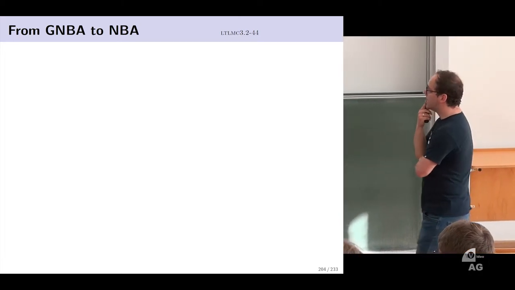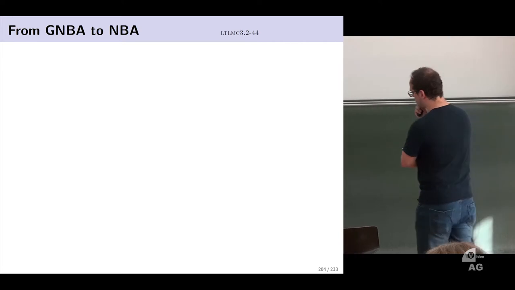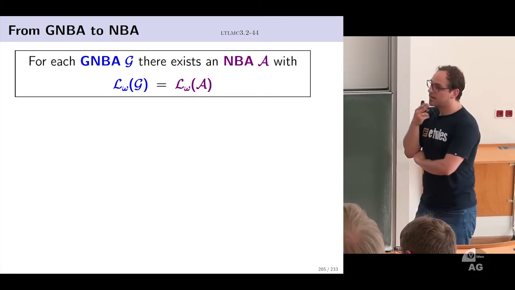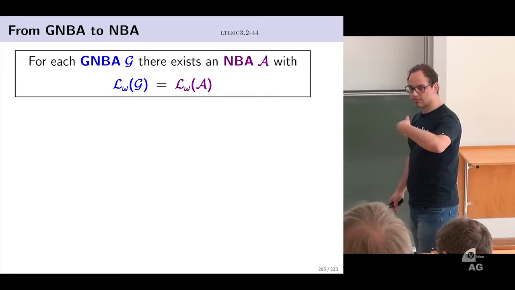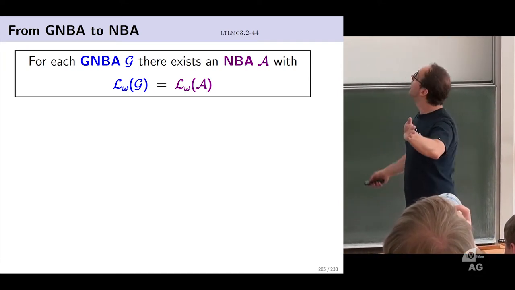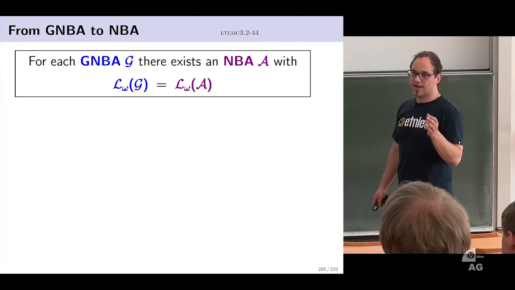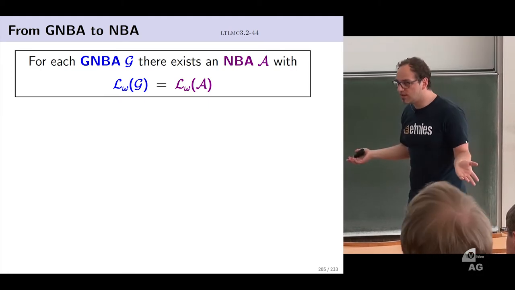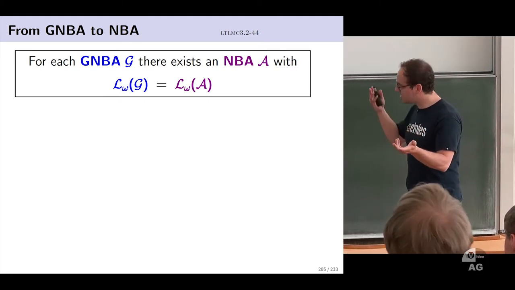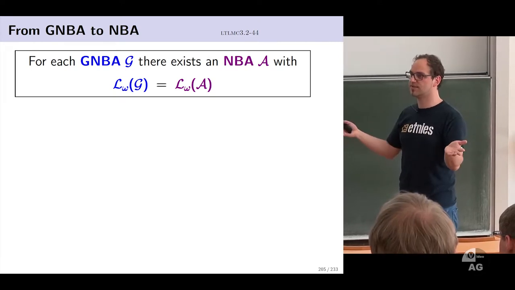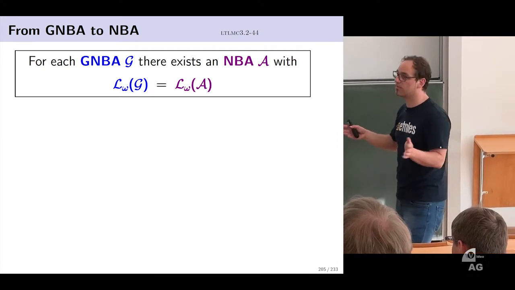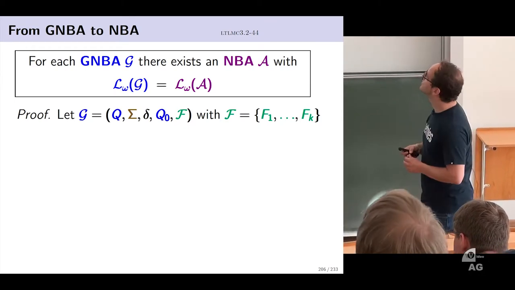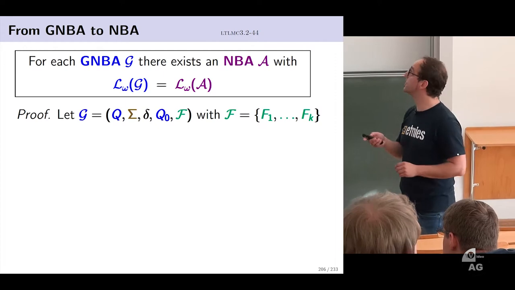And now we're going to look at the transformation from generalized non-deterministic Büchi automata to non-deterministic Büchi automata. And the claim is, I give you a GNBA, possibly with many sets of accepting states, and you can construct an NBA with just one set of accepting states that recognizes the same language. What does it mean? It means non-deterministic Büchi automata and generalized non-deterministic Büchi automata have the same expressivity. Okay? Omega-regular languages, same thing. And I'm not going to prove that formally, but I'm showing you basically the intuition of the construction.